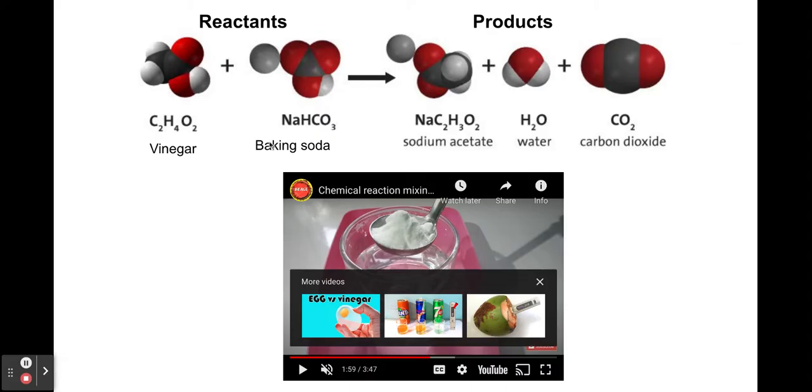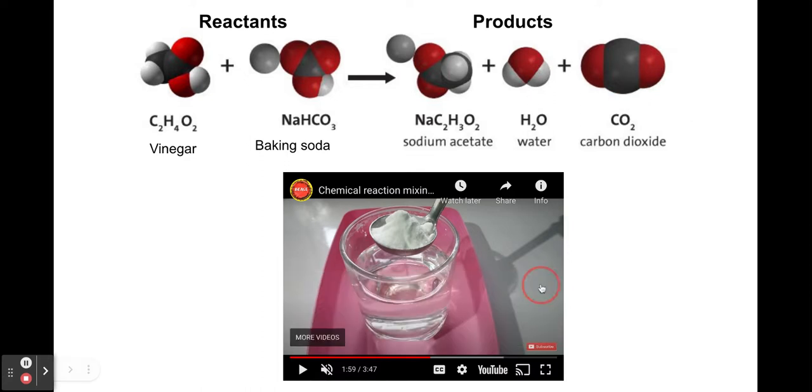When we mix vinegar and baking soda, which you may have done before, a chemical reaction happens that transforms the vinegar and baking soda into an entirely new set of molecules: sodium acetate, water, and carbon dioxide. And we can already see the law of conservation of matter here, because if we count up the number of carbon atoms on the left side, it will be the same as the number of carbon atoms on the right side. So let's watch this chemical reaction proceed.